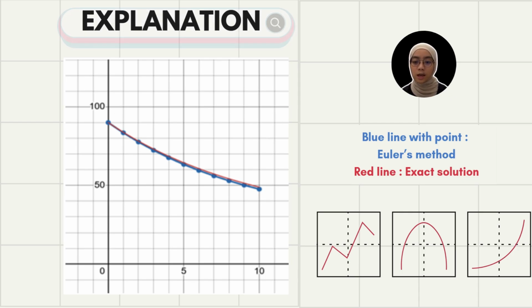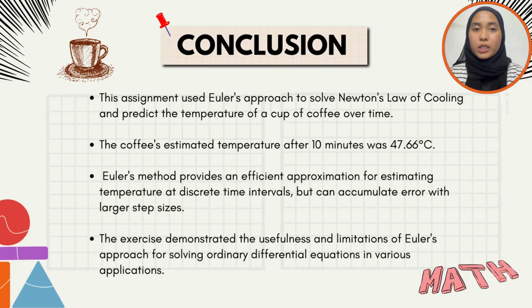For the conclusion, in this assignment, we used the Euler approach to solve Newton's law of cooling and predict the temperature of a cup of coffee over time. The problem indicates the initial temperature of the coffee is 90 Celsius, the ambient temperature is 25 Celsius, and the cooling constant is 0.1. We used the Euler approach with a 1-minute step size to repeatedly calculate the temperature at each minute for up to 10 minutes. The coffee's estimated temperature after 10 minutes was 45.40 Celsius.